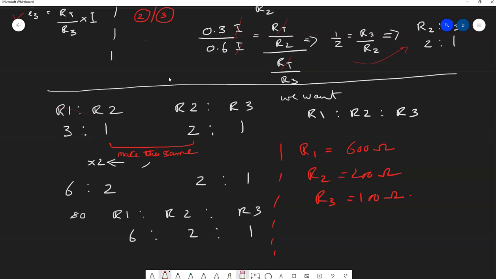Now we know that in order to simplify this, we have to have these two numbers the same. I'm going to multiply the left hand side by 2. You'll end up having 6 is to 2 and 2 is to 1. Or if you put all together, the ratio between R1, R2, R3 will be 6 is to 2 is to 1. We got this exactly same number. Now if you put any value for R1, say multiply by 100, you'll end up getting R1 is 600 ohms, 200 ohms and 100 ohms.